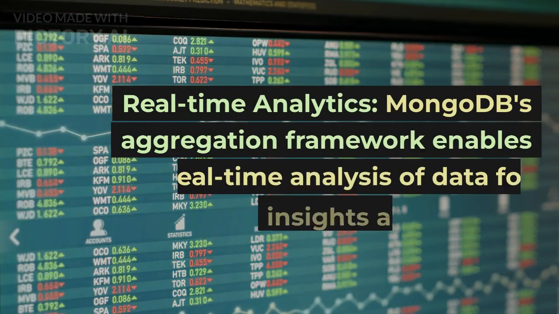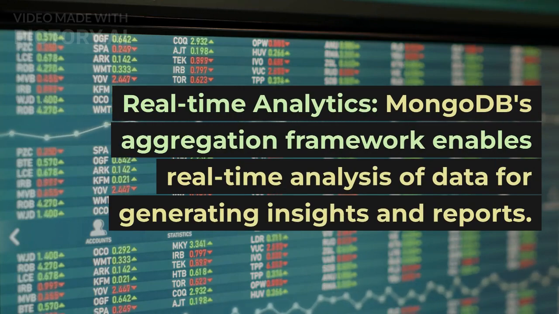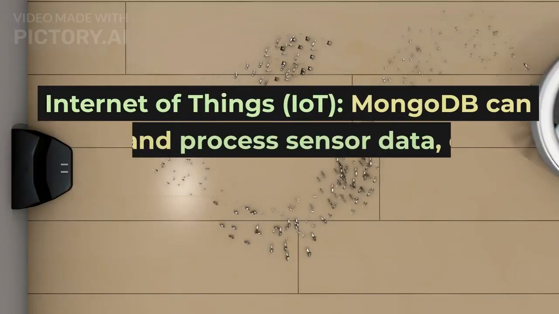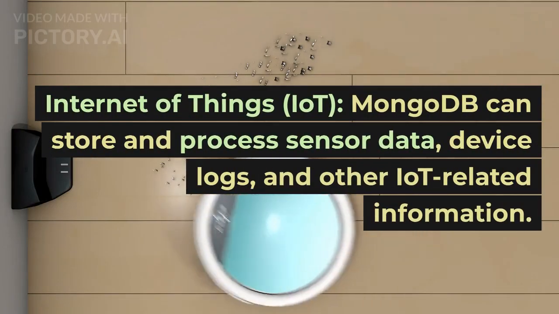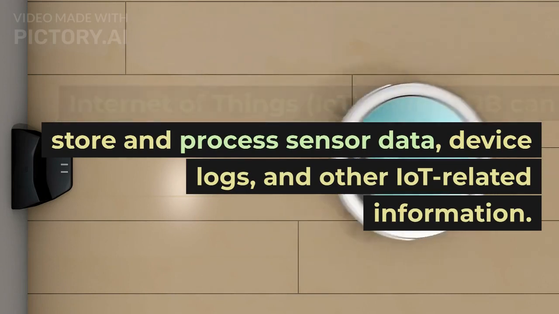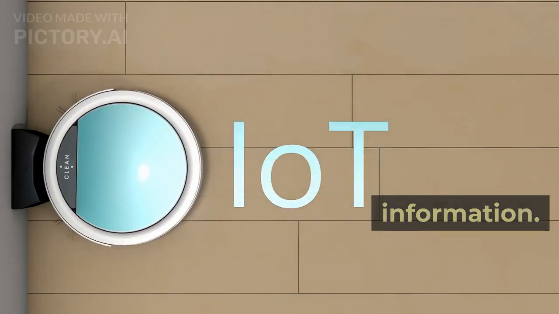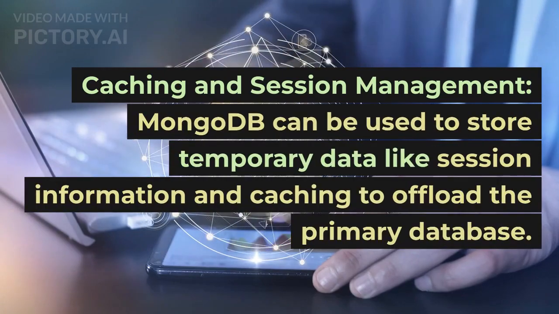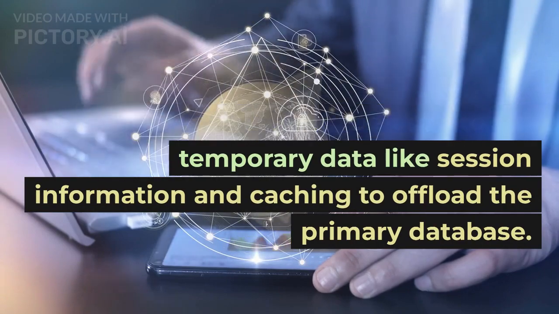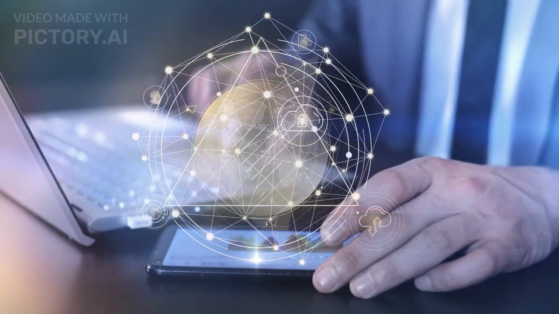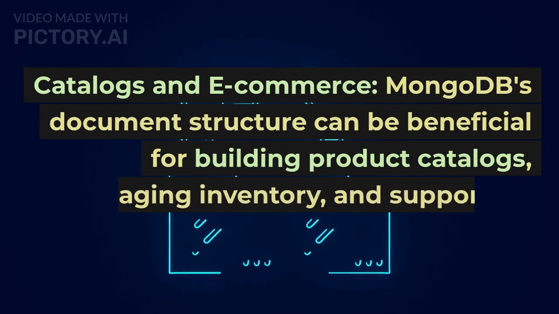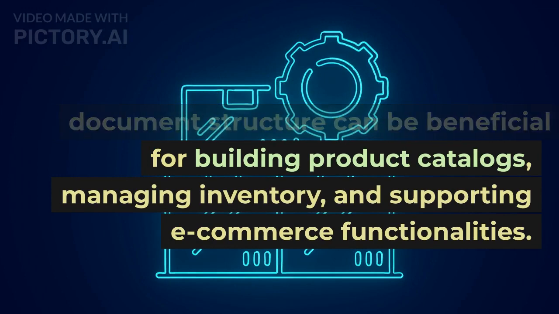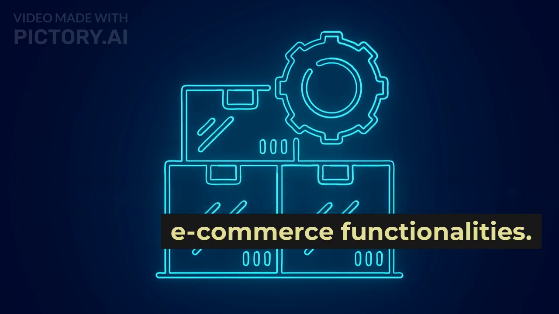Real-time analytics. MongoDB's aggregation framework enables real-time analysis of data for generating insights and reports. Internet of Things, IoT. MongoDB can store and process sensor data, device logs, and other IoT-related information. Caching and session management. MongoDB can be used to store temporary data like session information and caching to offload the primary database. Catalogs and e-commerce. MongoDB's document structure can be beneficial for building product catalogs, managing inventory, and supporting e-commerce functionalities.